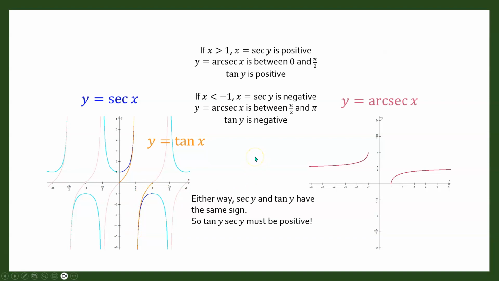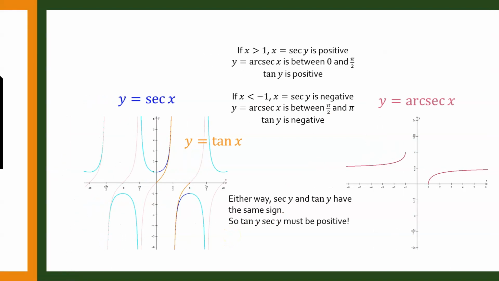Either way, secant y and tangent y have the same sign. If the secant of y is positive, the tangent of y must also be positive. And if the secant of y is negative, the tangent of y must also be negative. So they have the same sign as each other, and when we multiply them together, we're either multiplying positive times positive or negative times negative, so their product, the tangent of y times the secant of y, must be positive.